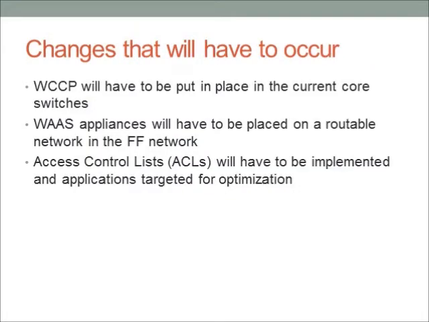Okay, the changes that would have to occur for us to deploy this. Again, WCCP would have to be put in place with the current core switches. The WAS appliances would have to be placed on a routable network in the First Financial network. And then the access control list would have to be implemented, and then we would have to sit down and target what applications are going to be optimized with the WAS.